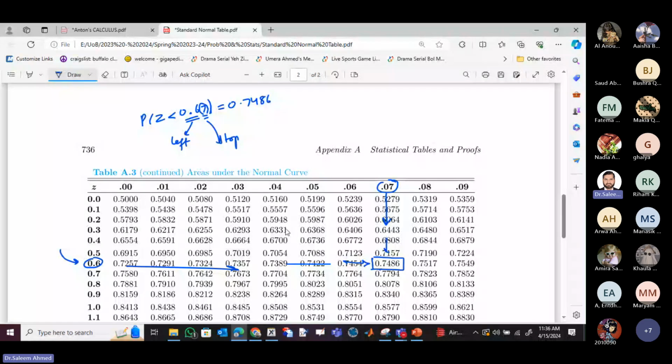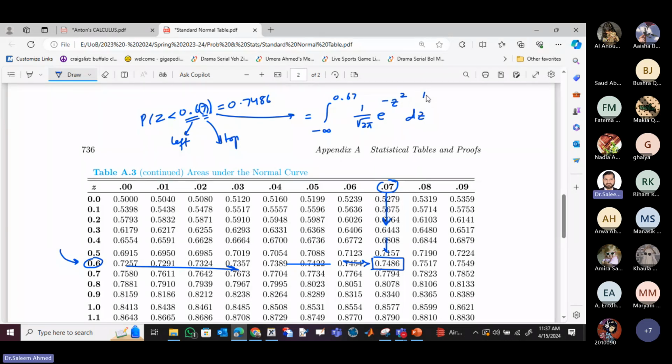These tables were made by doing the integration. Basically, this probability is actually from minus infinity to 0.67, and the standard normal has sigma 1 and mu 0. So this is the integral of e to the power minus z squared by 2 dz.